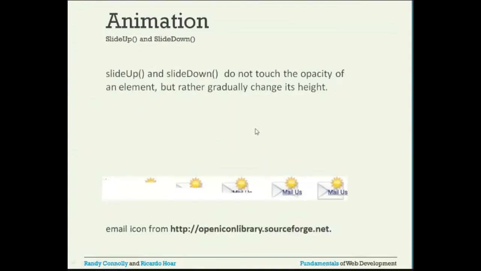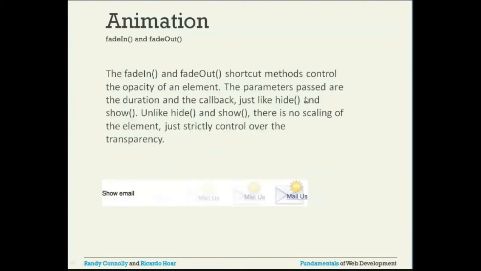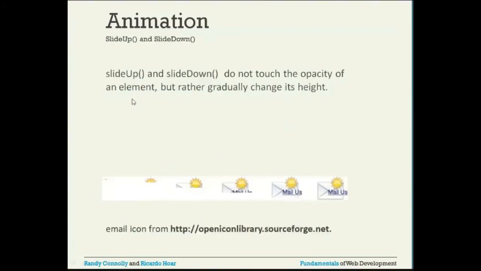Then another pair of methods is slideUp and slideDown. You can see it will slowly slide down or slide up. They do not change the opacity of an element, but rather gradually change its height. The earlier methods, fadeIn and fadeOut, change the opacity. These slideUp and slideDown methods change the height. It will not touch the opacity. So you will get a feeling of it coming up and going down. That is sliding up and sliding down.